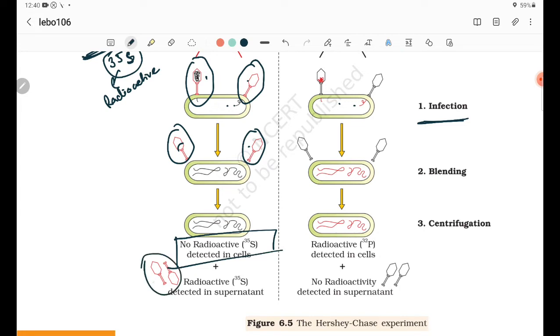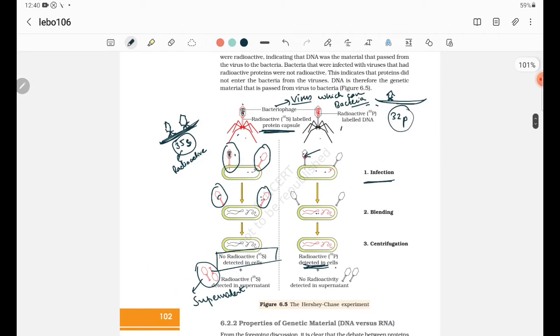But this is called the supernatant. There is radioactivity in the supernatant, obviously, because the protein is in the bacteriophage. Here you see the radioactive DNA getting incorporated. So radioactivity will be detected in cells. That means DNA has been transferred, right?